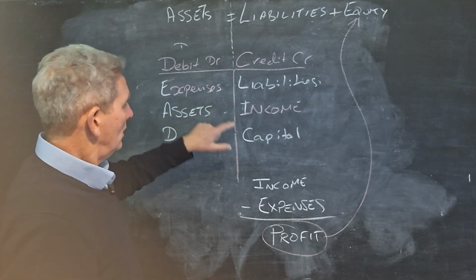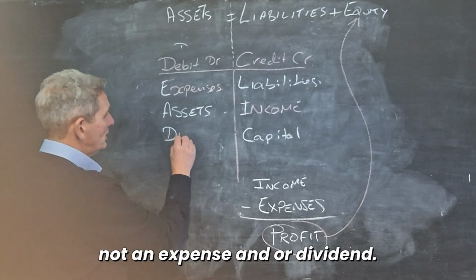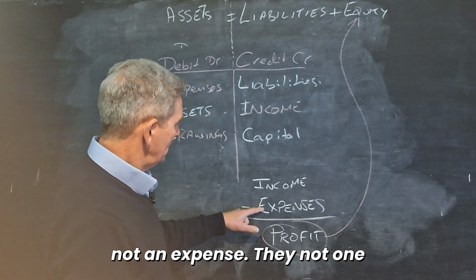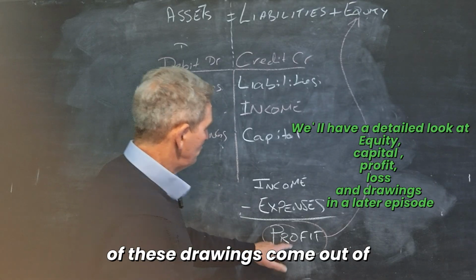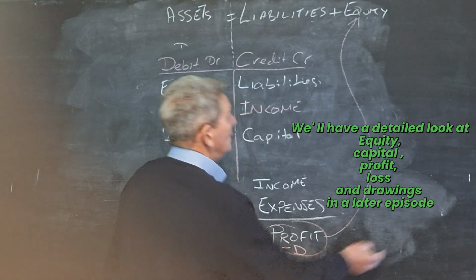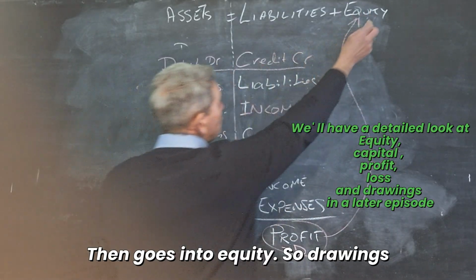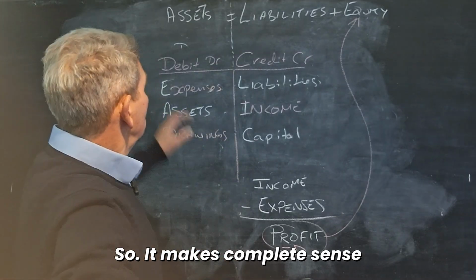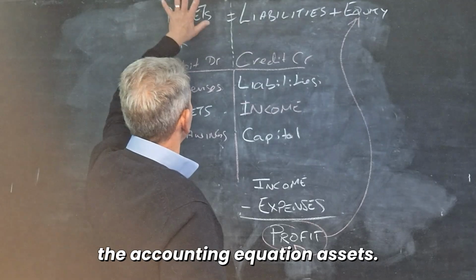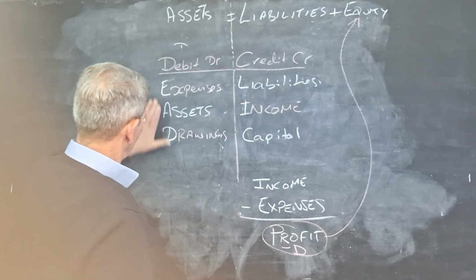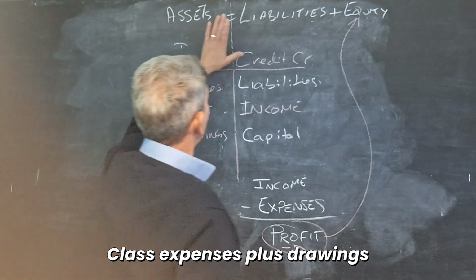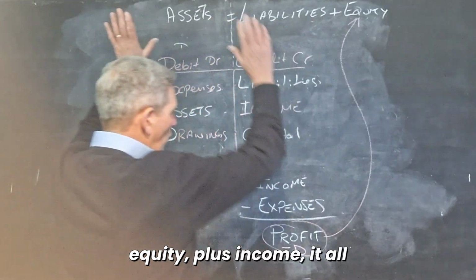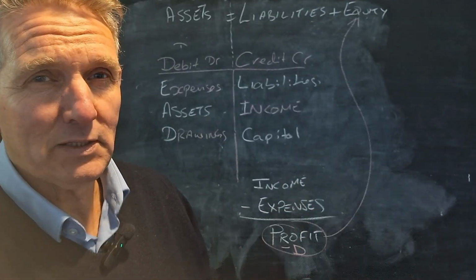Drawings are not an expense, or dividends. So drawings or dividends, these are not an expense. They're not one of these. Drawings come out of profit. So profit minus drawings then goes into equity. So drawings reduces equity. It's on the opposite side. That's why drawings are over here. So it makes complete sense. The accounting equation, assets plus expenses plus drawings equals liabilities plus equity plus income. It all falls out and balances.